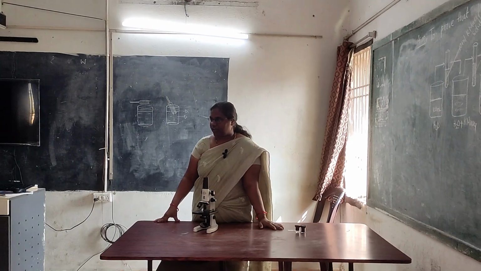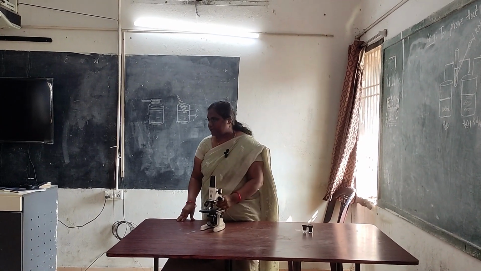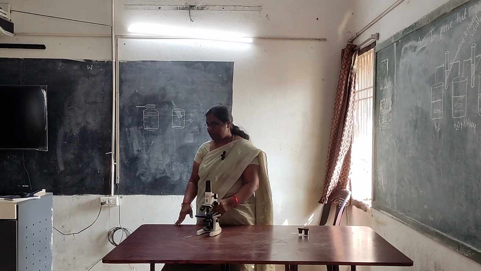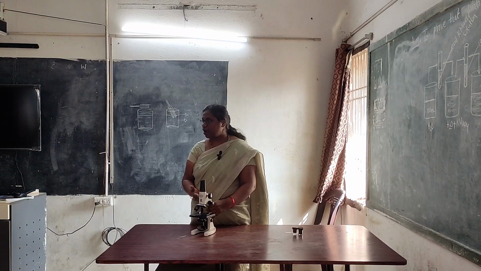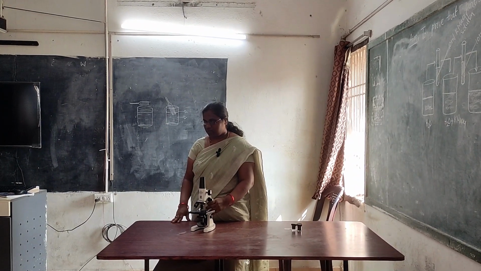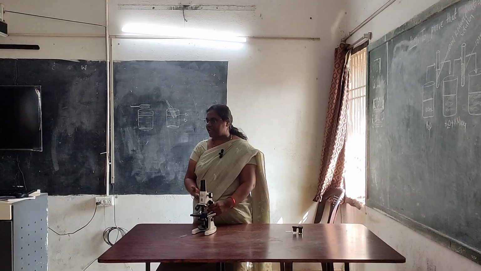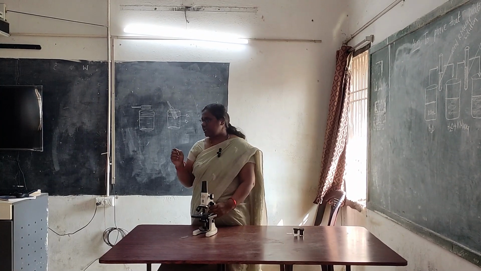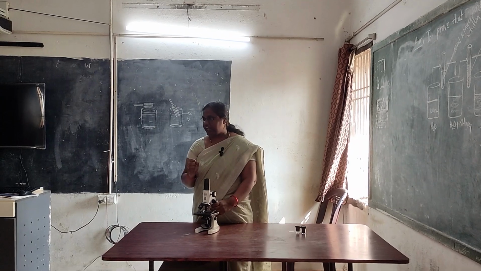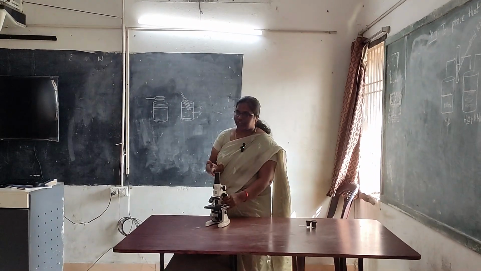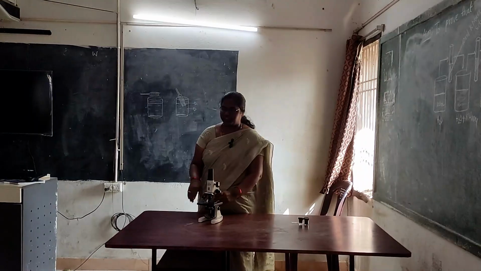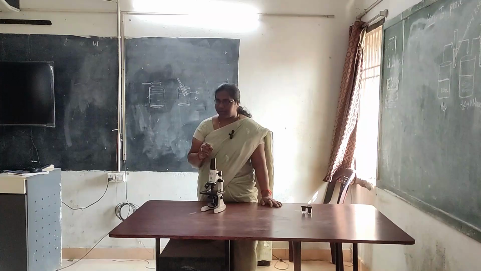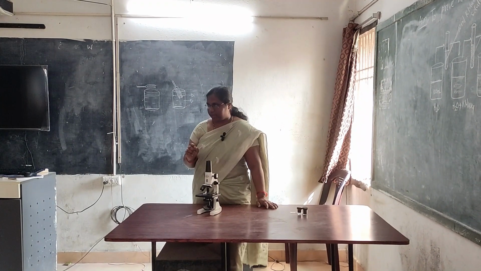Today we are going to learn about the compound light microscope, its parts and its uses. What is this? The compound light microscope. Why are we calling it a light microscope? To see a specimen, we need a light source. It may be natural or artificial light that we require to see a specimen. That's why it is called a light microscope.